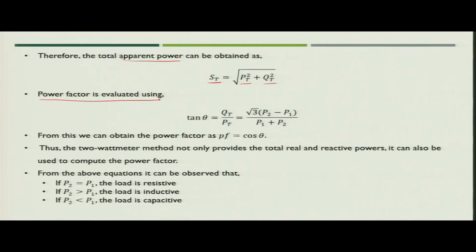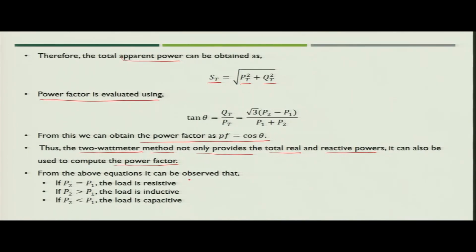Now, for the power factor, what can you write? Tan theta is nothing but QT by PT, and if you put in the values of QT and PT, QT will be root 3 times (P2 minus P1) and PT is P1 plus P2. With this you can easily find the power factor also. When you get the value of tan theta, the power factor will be the value of cos theta. So, the 2 wattmeter method provides not only the total real power, but also the reactive power and the power factor.